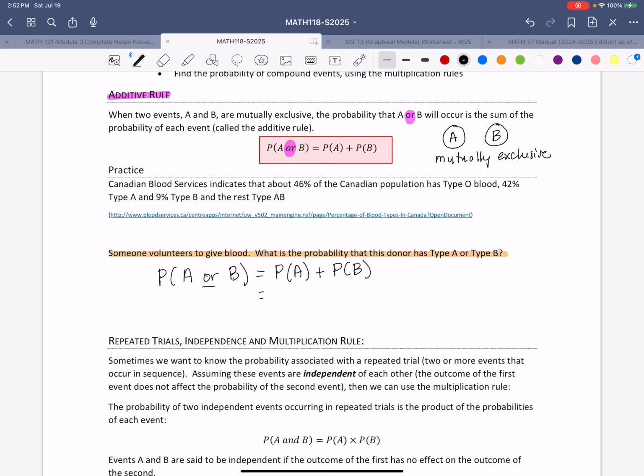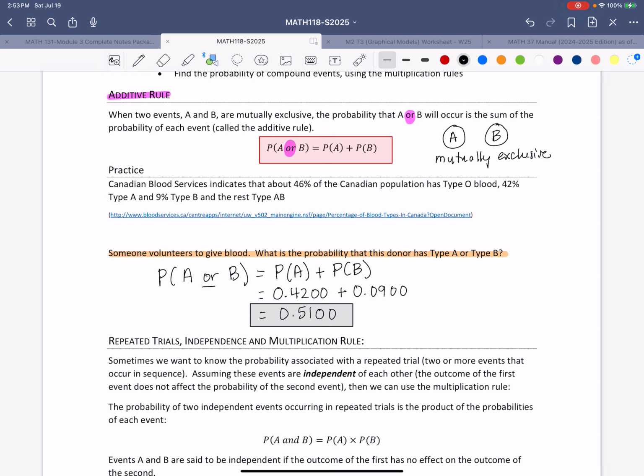When we pull up our probability for type A, either from our previous notes or from the information above, we know that that's 0.4200. Again, we round our probabilities to 4 decimal places. Our probability that a volunteer has type B, we found that to be 0.0900. So when we add those together, we get a probability of 0.5100. And that is our final answer for this first example, using the additive rule.